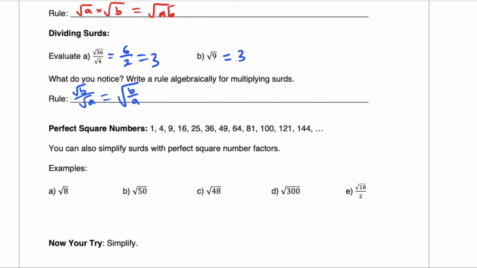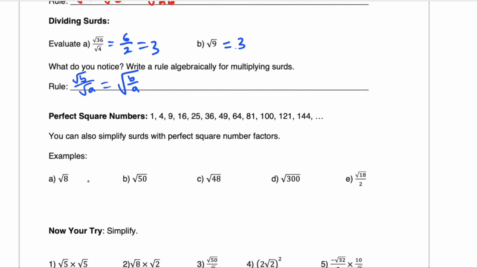There are the perfect square numbers I was mentioning before, and you can simplify surds like this one here. This is root 8. You can write that as root 4 times root 2 using the rule we just talked about above, and root 4, so you need a perfect square factor. Root 4 is a perfect square number, so we can simplify this as 2 root 2. Okay, root 8 and 2 root 2 are exactly the same, they're equivalent.